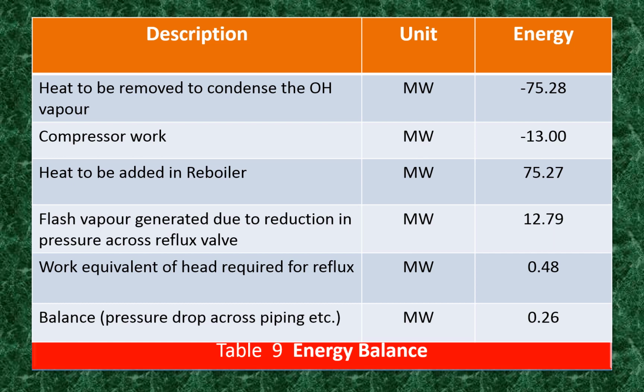This table shows the energy balance for the MVR heat pump system in our case study. Heat to be removed to condense the overhead vapor from the column: minus 75.28 megawatt. Compressor work done: minus 13 megawatt. Heat to be added in the reboiler: plus 75.27 megawatt. Flash vapor generated due to reduction in pressure across the flow control valve: plus 12.79 megawatt. Work equivalent of head required for the reflux: 0.48 megawatt.